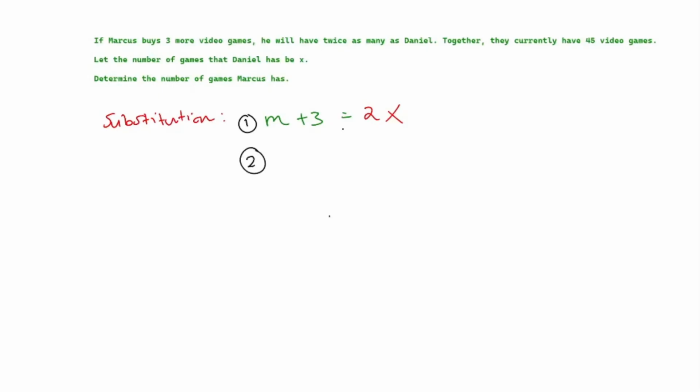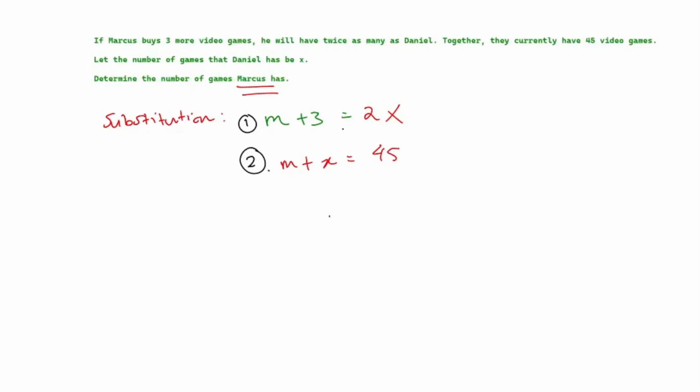Now, we get more details from the word problem, right? They say together they currently have 45 video games. So together, they're going to have 45 video games. So Marcus plus Daniel, which is represented by X, is going to be equal to 45. All right? So now what we basically need to do is find the number of games Marcus has. So all we need to do is figure out what our M value is, rather than isolate for it. So we're not going to be isolating for M right away.